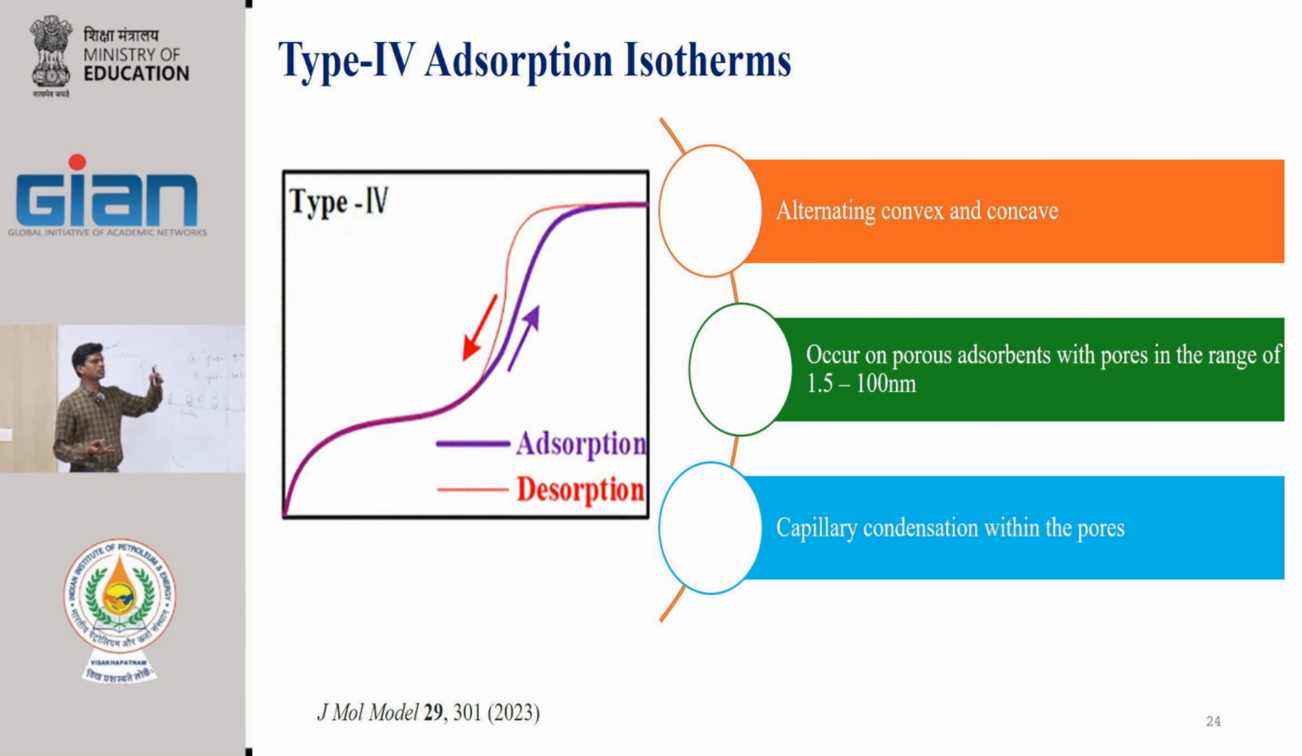Whenever there is capillary condensation, these gas molecules condense into the liquid. So it requires more energy to convert the liquid back into the gas. That's why it does not follow the same path, it follows a different path. And the second thing you see is alternating steps. That means this is monolayer, second layer, third layer, and so on and so forth.